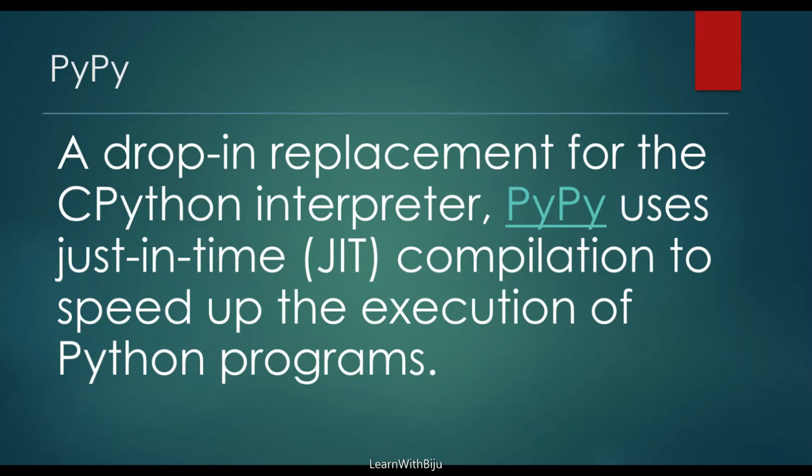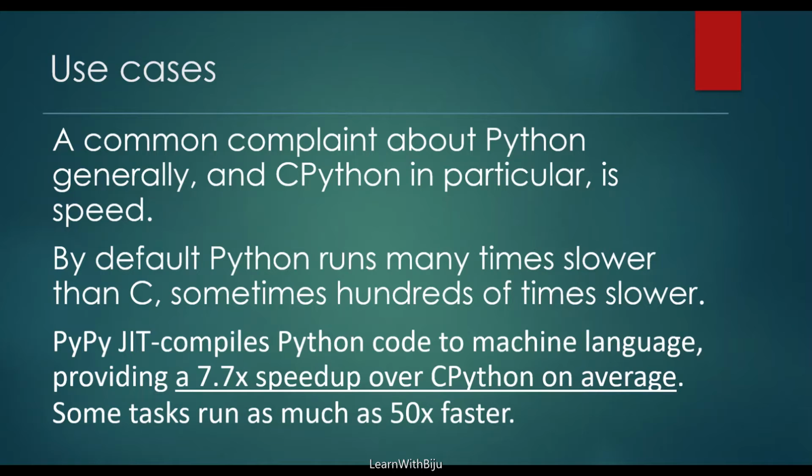PyPy is a drop-in replacement for the Python interpreter. PyPy uses just-in-time JIT compilation to speed up the execution of Python programs. A common complaint about Python generally, and in CPython in particular, is speed. By default, Python runs many times slower than C, sometimes hundreds of times slower.